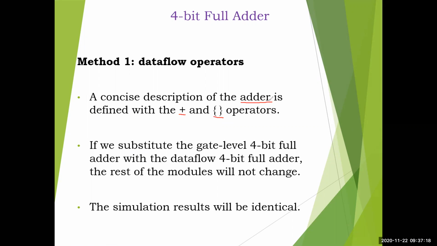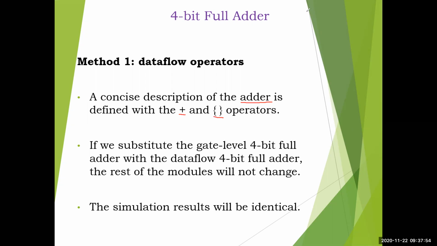There are many ways you can do the design. In the data flow only, we have two methods I am discussing here. If we substitute the gate level 4-bit full adder with the data flow 4-bit full adder, the rest of the modules will not change, as discussed in 4:1 mux. You can do this without affecting the IO diagram, port list, nothing. You are just changing the relationship between them, so the architecture part of things we are changing. The simulation results will be identical again, so the stimulus as well as the simulation results you can copy from there.